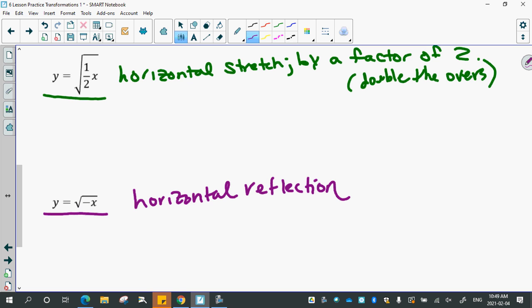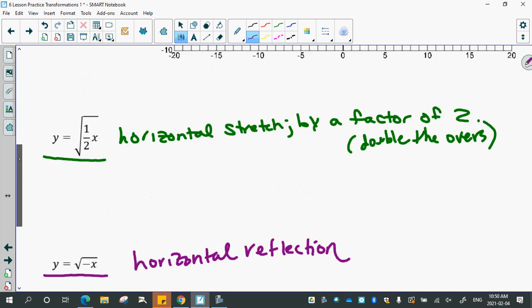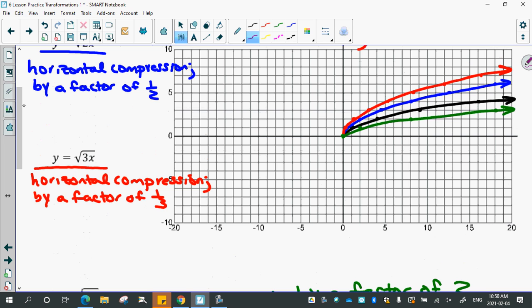So the negative's under the square root sign with the x. Instead of pointing to the right, it's going to point to the left. Okay, but everything else is going to stay the same. So I'm going to still start at 0, 0. And instead of going to the right one, I'm going to go to the left one, and up 1. And then go over 3 the other way, up 1. 5, up 1. 7, up 1. And then you run it.